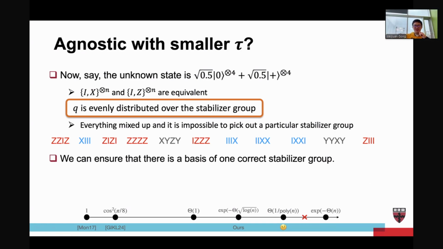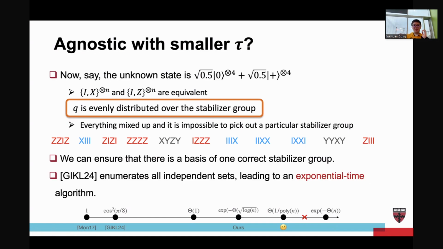But what we can do is that after you do Bell difference sampling many times, you can at least get one basis in the correct stabilizer group. Like you can at least get something like IZ, but you cannot get all of the IZ basis. You can only get one basis. And Grewal et al. have an exponential time algorithm because what they did is you sample polynomially many times and you enumerate over all the independent sets, and this leads to an exponential time algorithm. They solve this problem using brute force.